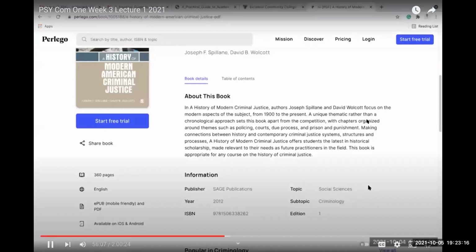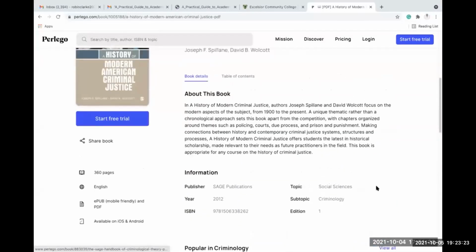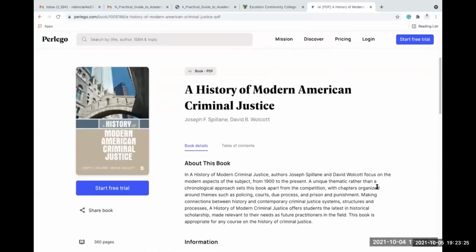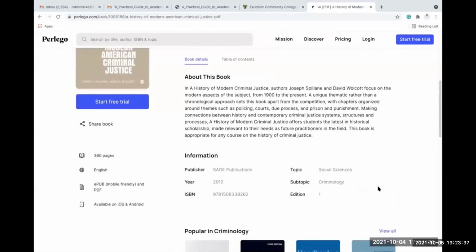What else do we need? The name of the book. What's the name of the book? History of Modern American Criminal Justice. We have 2 authors, right? So we're supposed to write that down, right? Yes, sir.